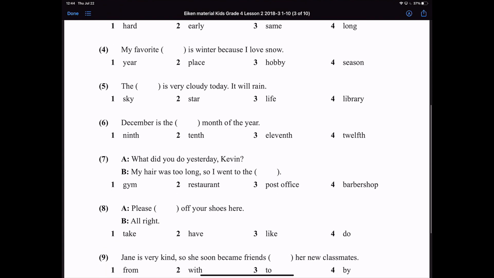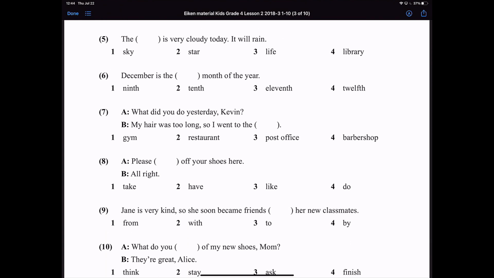A lot of vocabulary, but for example, number 7. What did you do yesterday, Kevin? My hair was too long, so I went to the what? Barbershop. That's just vocabulary, right? But don't waste your time teaching vocabulary in class. Focus on the things where you can really deliver value in class.